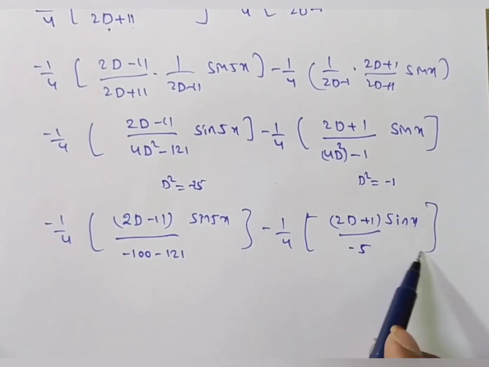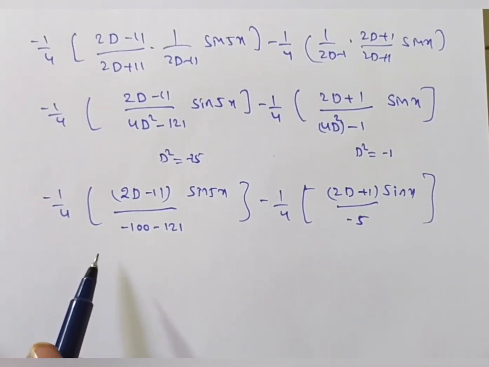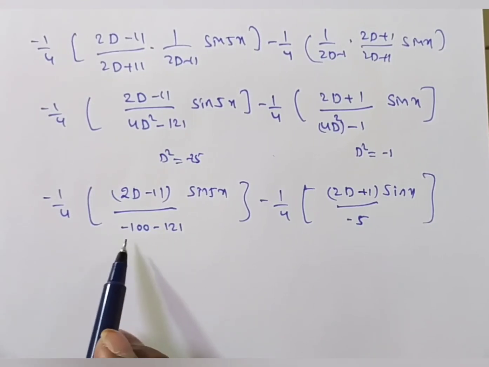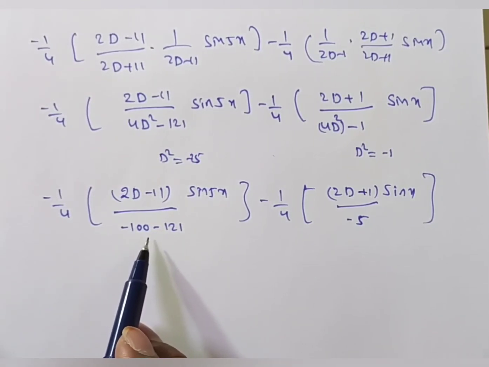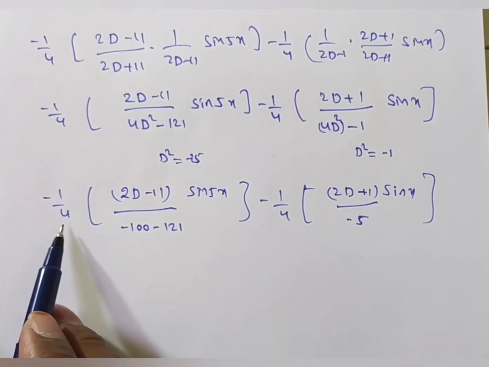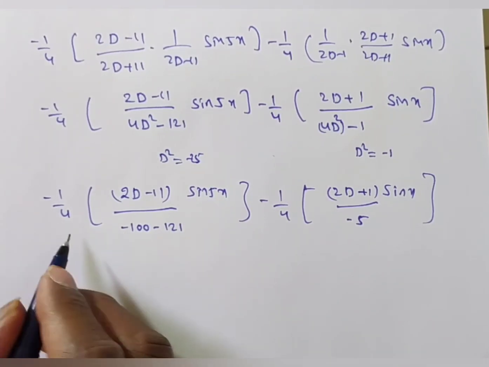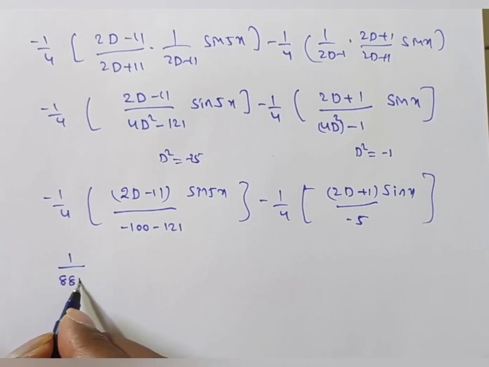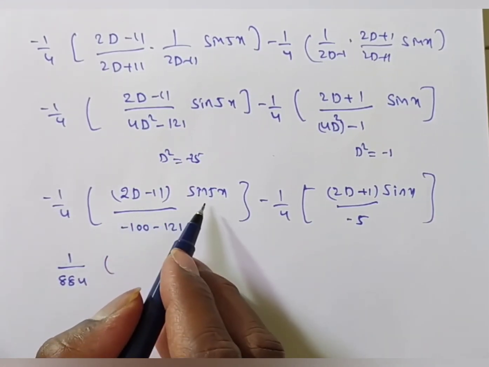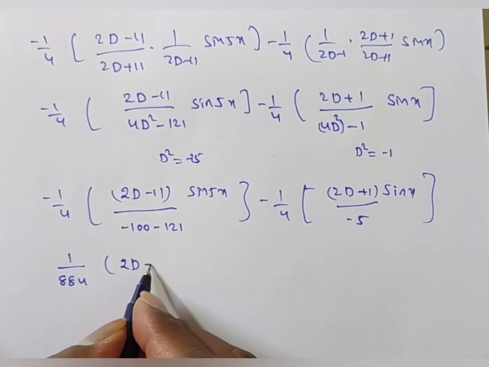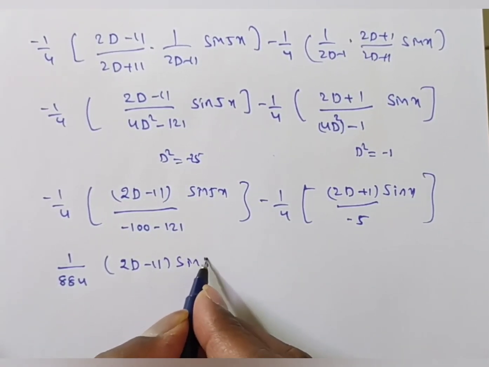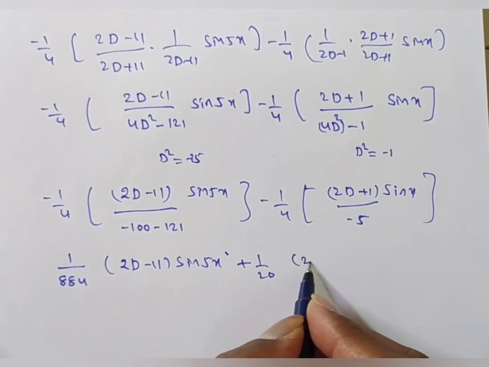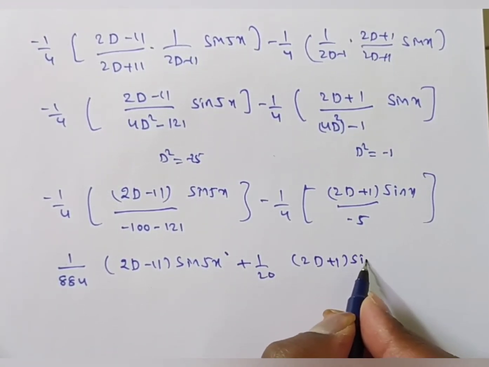Okay. Now you see, multiply inside this constant. Inside I actually have 100 and 121, both with negative signs, so negative 221 times 4 is nothing but 884. Now minus of minus is plus, 1 by 884 times 2D minus 11 sine 5x. Now minus of minus plus 1 by 20, 2D plus 1 into sine x.